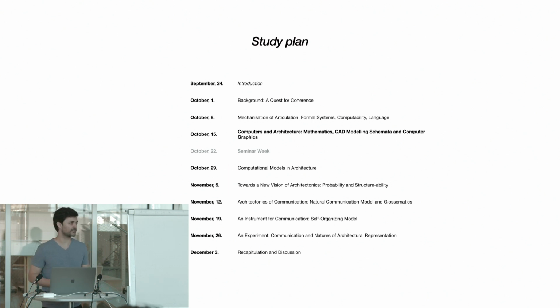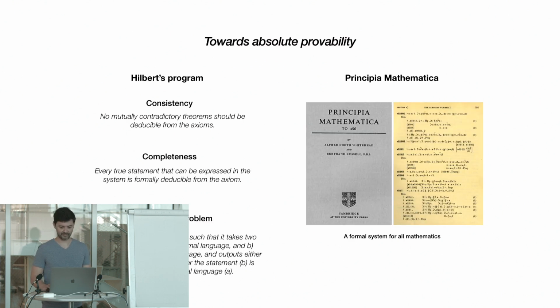We were talking about this mechanization of articulation, formal systems, computability, language, where it all comes from, and these paradigms. We'll of course make a small recap before we continue, but today's main topics should be how computers and architecture started merging together. We'll see some computer-aided design modeling schemata and what's at stake with computer graphics.